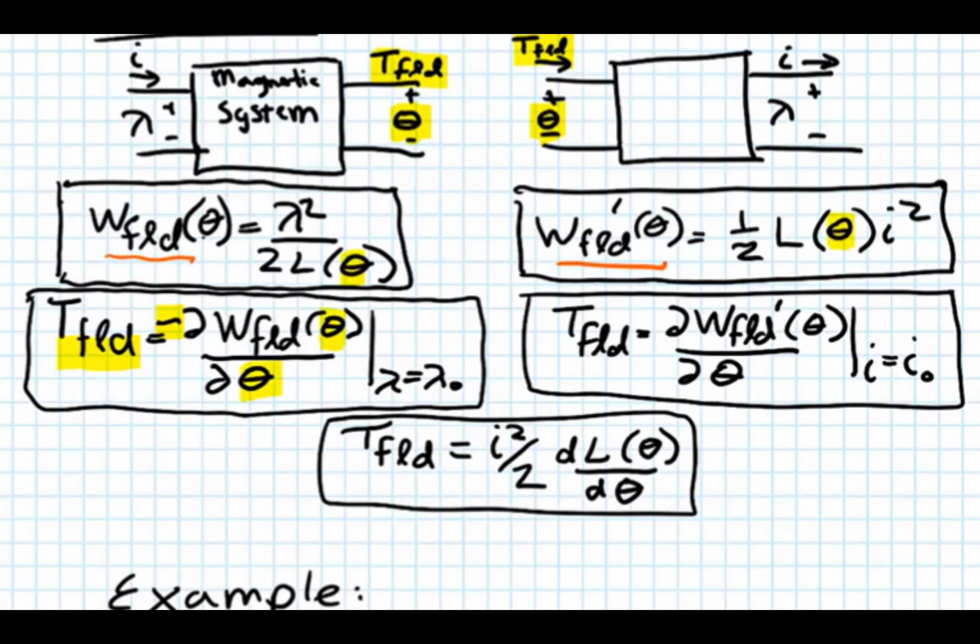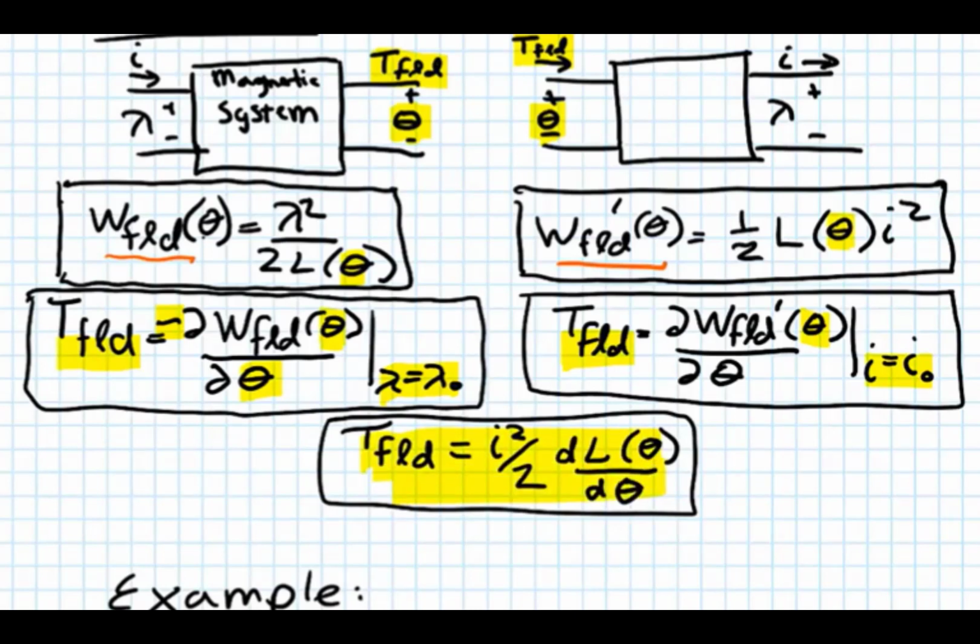The other important point is that we are evaluating torque at a specific instantaneous value of flux. If we use co-energy, we use this expression here. There's no negative sign. It's the partial derivative of co-energy, and then it's evaluated at a specific value of current. And either of these expressions will simplify to this very key expression here.